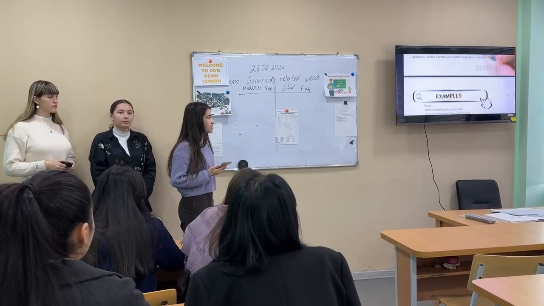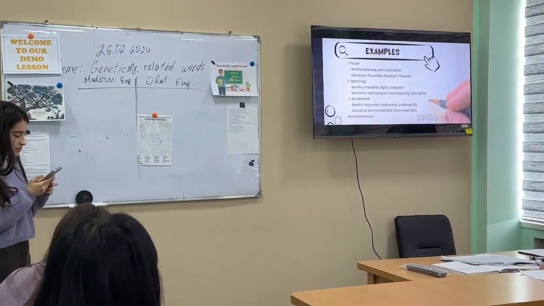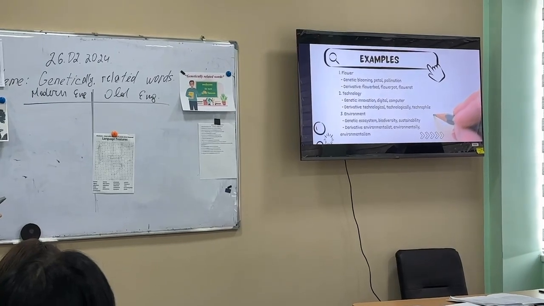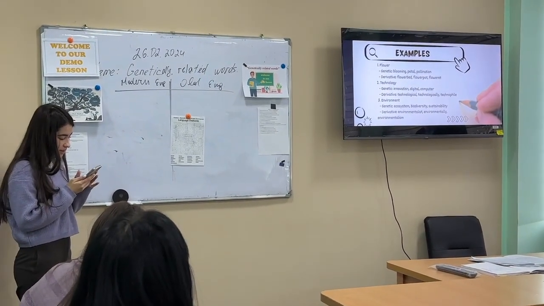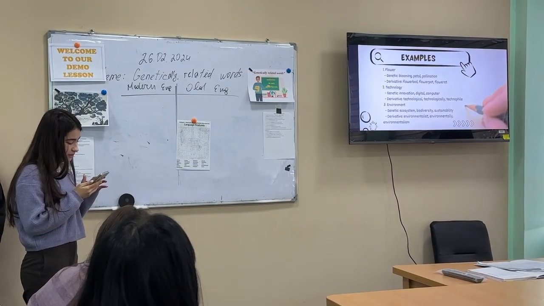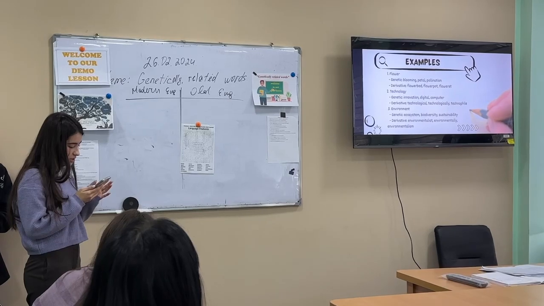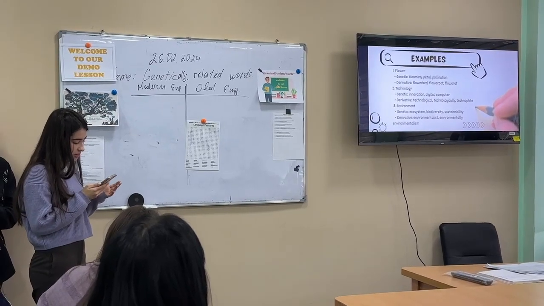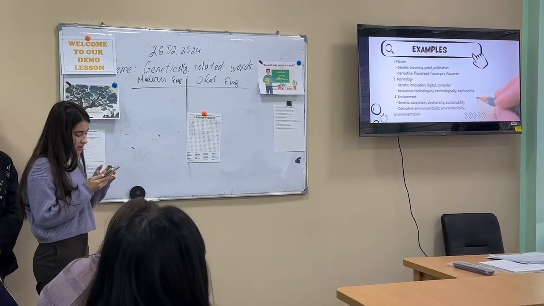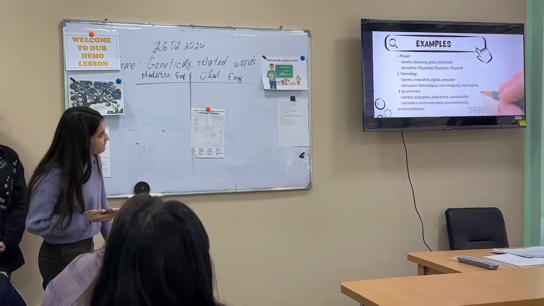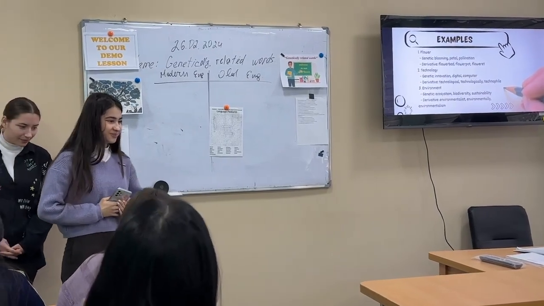You can also see some examples. So this is flower, yes? Flower, genetic, plumy, petal, and pollination. Derivatives: flower pot, flowery. Also technology, genetic, innovation, digital computer, derivatives: technological, technologically, technical. Okay. Thank you. That's all?